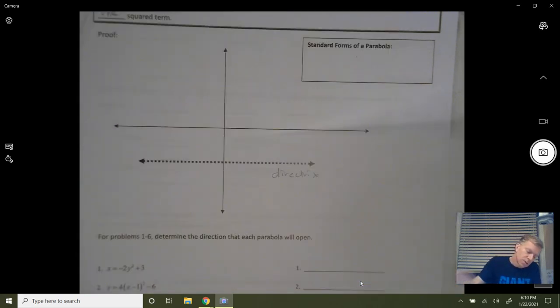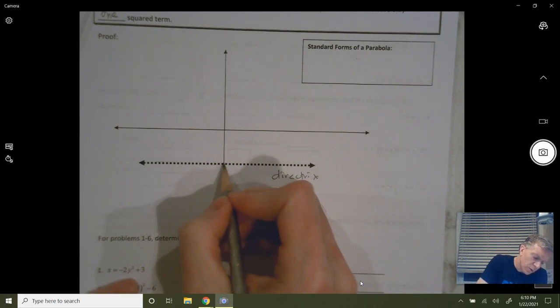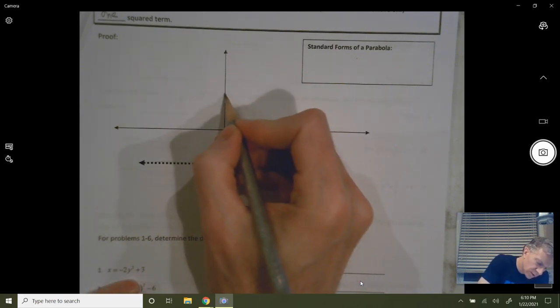Okay, so I'm going to call this thing my directrix, and I'm going to make the focus equal distance from the origin in the other direction. So this is going to be my focus.